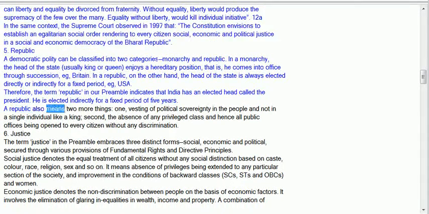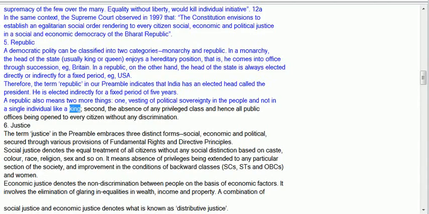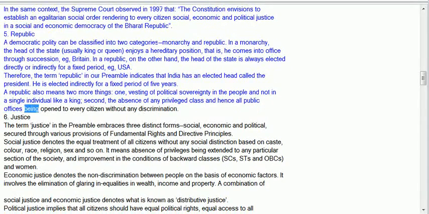A republic also means 2 more things: 1. Vesting of political sovereignty in the people and not in a single individual like a king; 2. The absence of any privileged class and hence all public offices being open to every citizen without any discrimination.